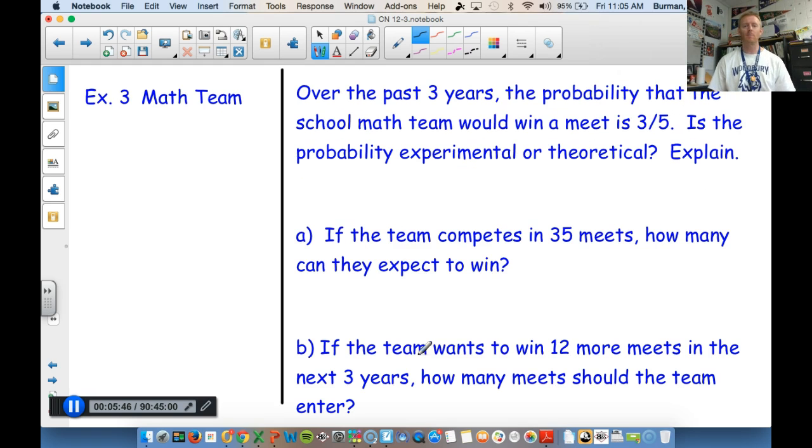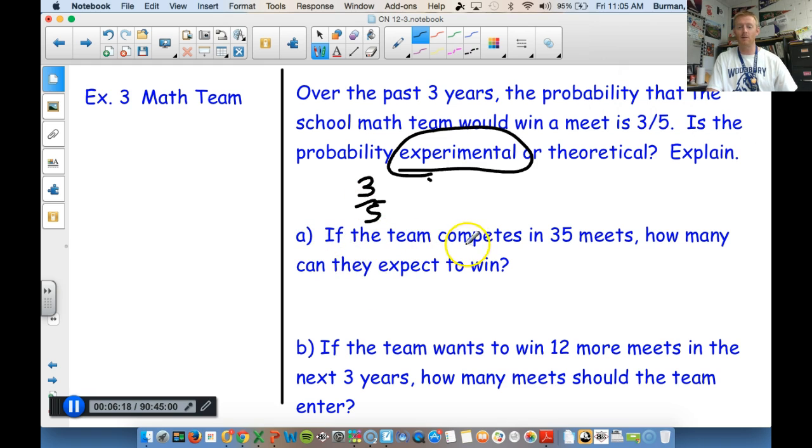All right, example 3. Over the past 3 years, the probability that the school's math team, I coached that, would win a meet is 3 out of 5. Is this probability experimental or theoretical? Now this is totally experimental because we're talking about what has happened in the past. So it's 3 out of 5 years we have won the meet. So that's based off of an experiment. So that's why it's experimental.